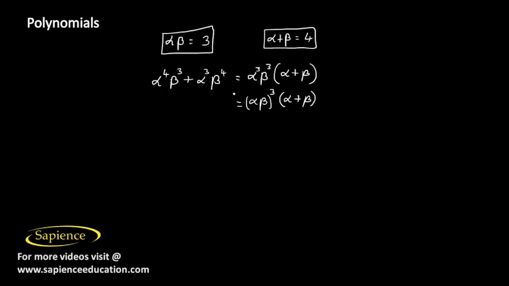Now we can substitute the values of alpha beta and alpha plus beta. We will get 3 cube into 4. 3 cube is 27 times 4. 27 times 4 is 108. So the answer to this question is 108.